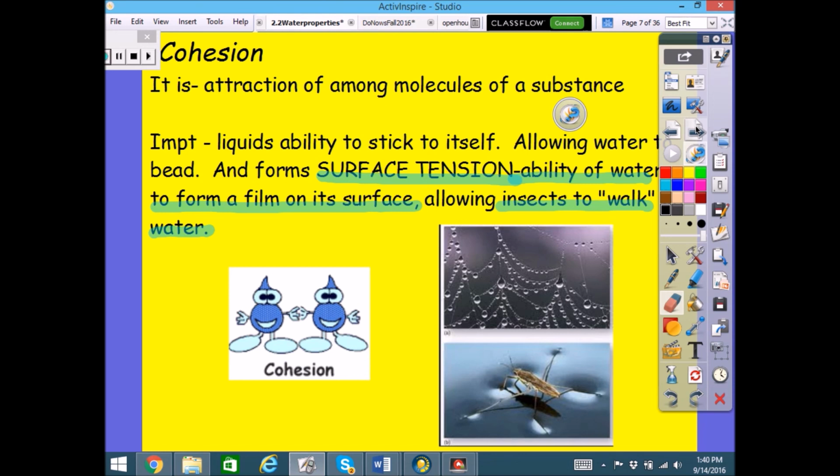What is causing the surface tension? What's holding water together? Yeah, what about the water molecules? What do they have that's holding it together? The hydrogen bonds. Very good. The hydrogen bonds. Remember, all of these water properties are because of the hydrogen bonds.